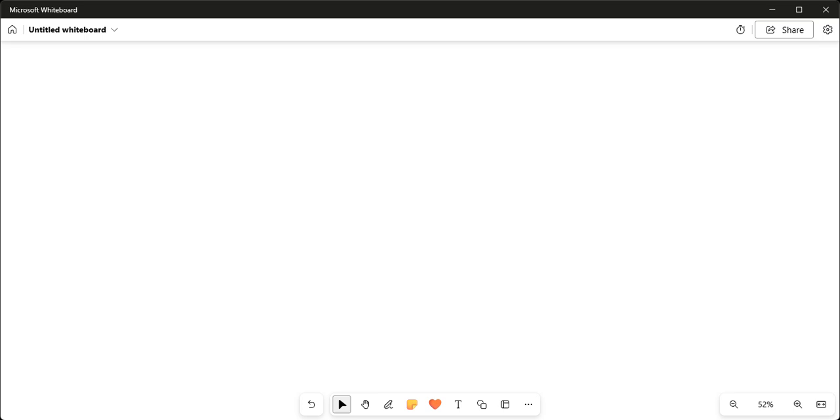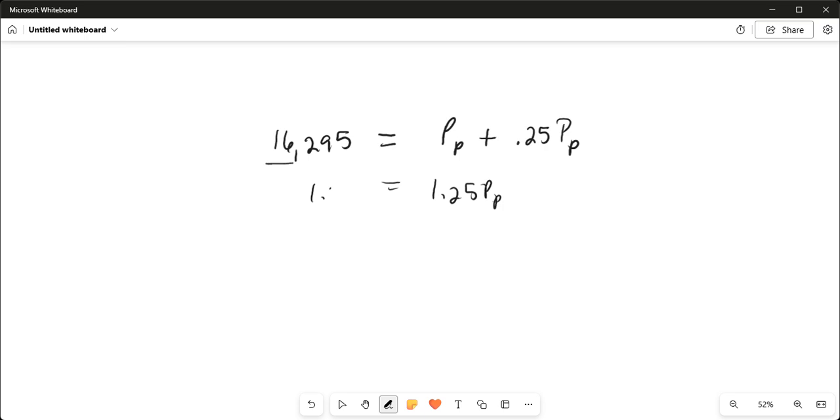Okay, practice problem. The sedan retailed for $16,295. What was the purchase price if the car had been marked up 25% of the purchase price? So this is the selling price. We've got the purchase price plus 25% of the purchase price as the markup. So we're going to add those two together, and we're going to divide both sides by 1.25.